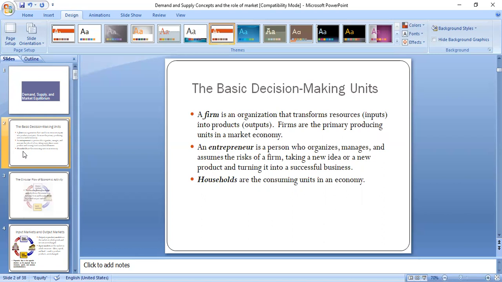Then we have the entrepreneurs. Of course, the entrepreneurs are risk takers. These are proprietors of companies and businesses, right? These are people that come up, for example, with new ideas of products and so on, new businesses. And then we have households. When you talk about households, we are talking about individual consumers, right?